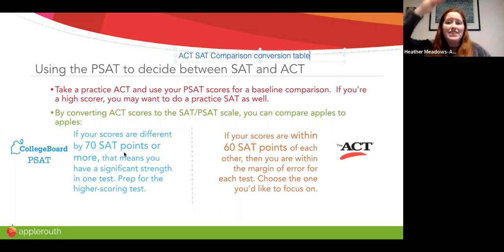If that's 70 SAT points further apart, then you're definitely better at one test, whichever one it is. So pick the one you scored higher on in the first place. If they end up being pretty close, about 60 SAT points or less apart, then pick whatever one you like better. That could be whichever one you hated less.